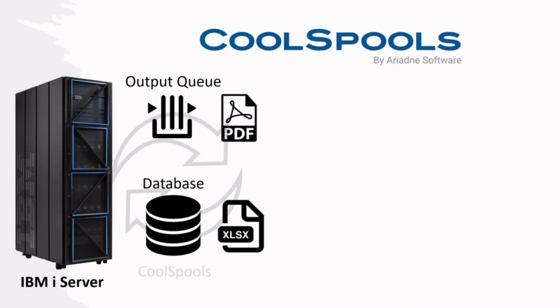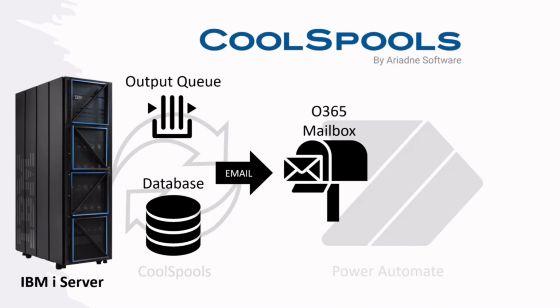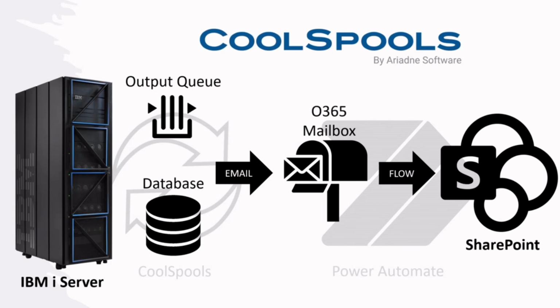However, CoolSpools also supports the delivery of these files as email attachments. And if we deliver the files to an Office 365 mailbox in the same domain as our SharePoint site, then a Power Automate flow can automatically take the attachments of these emails and save them into our SharePoint document folder. So this diagram provides an overview of the mechanism through which you can deliver your IBM reports and data to SharePoint document folders using a combination of CoolSpools and Power Automate.